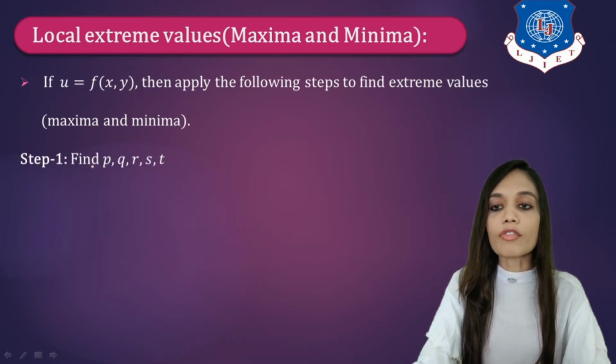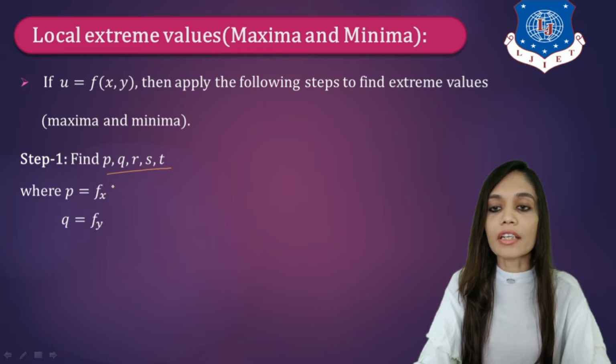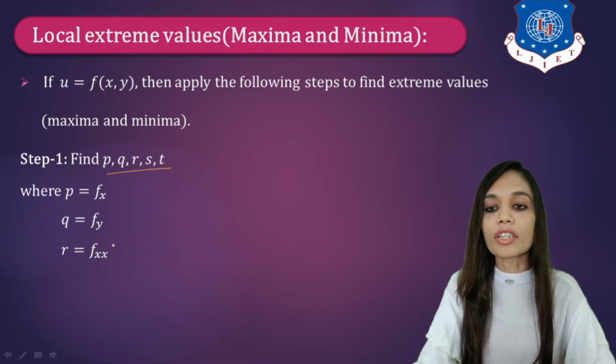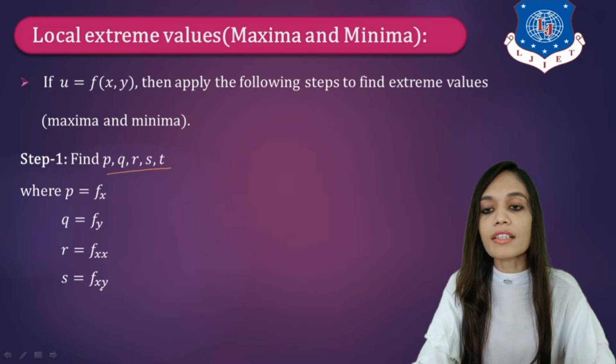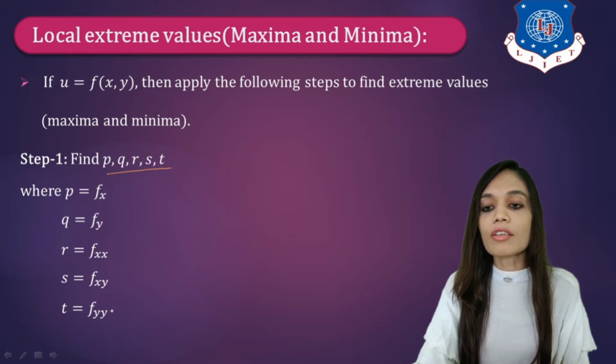Step 1 is, firstly we have to find the values of p, q, r, s and t, where p is equal to fx, that is partial derivative with respect to x. q is equal to fy, partial derivative with respect to y. r is equal to fxx, that is higher order partial derivative with respect to x. s is equal to fxy, that is del square f upon del x del y. And lastly t is equal to fyy, that is del square f upon del y square.